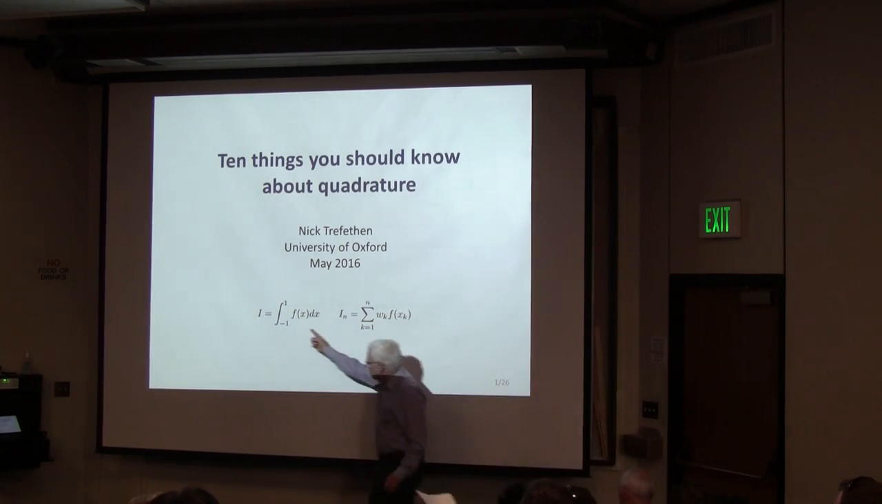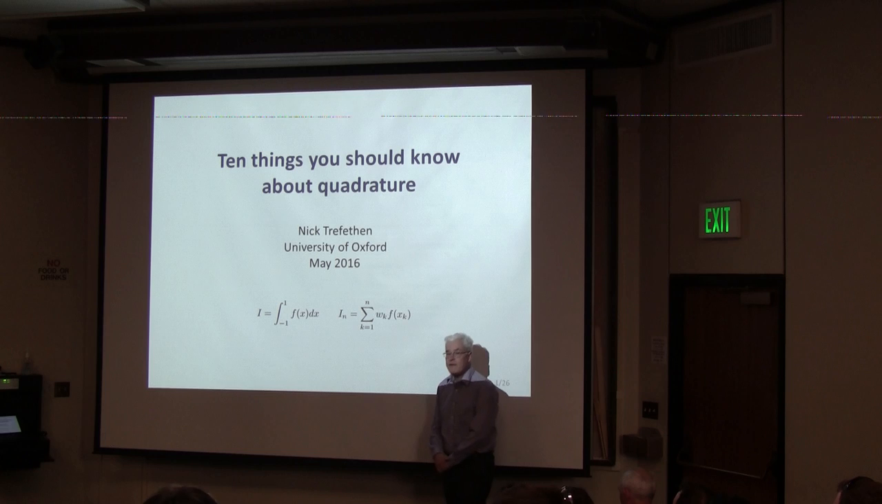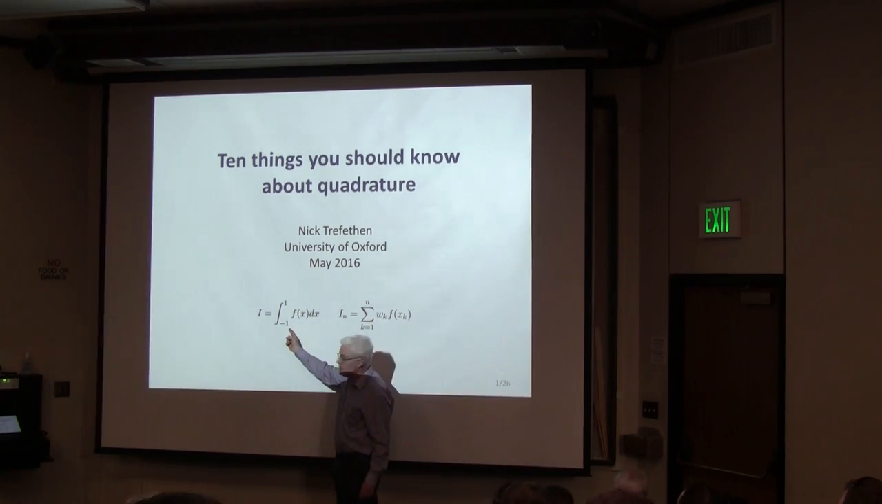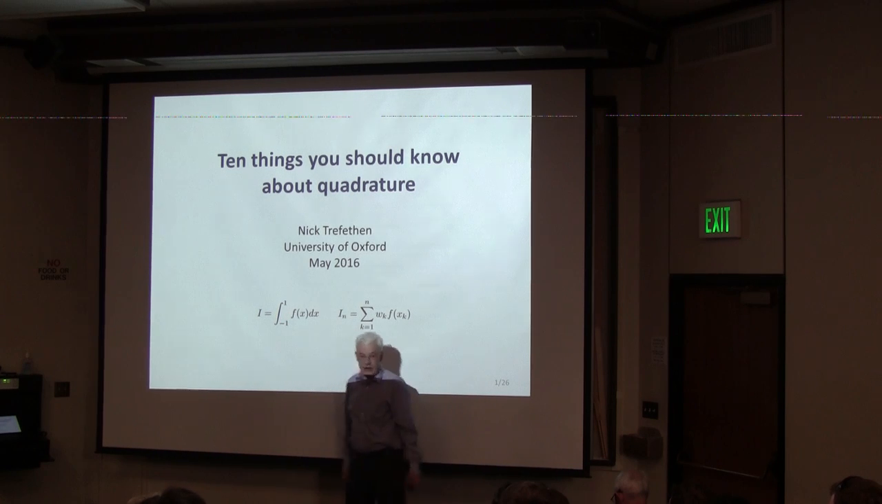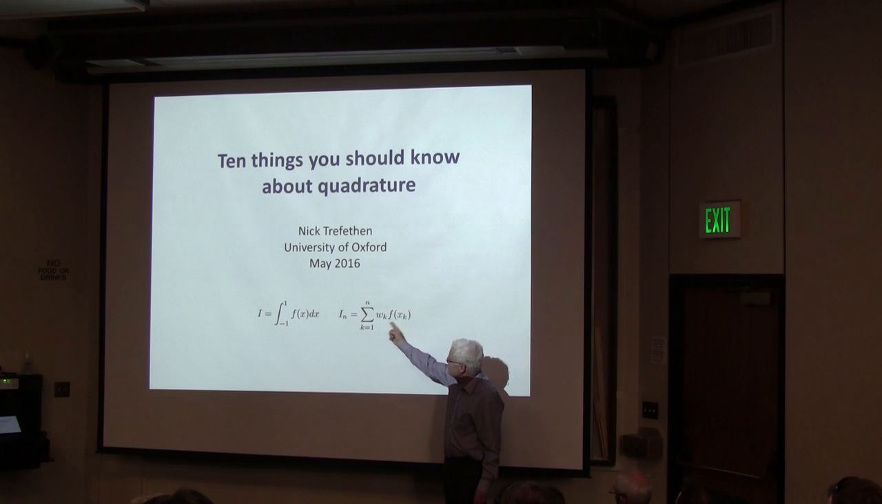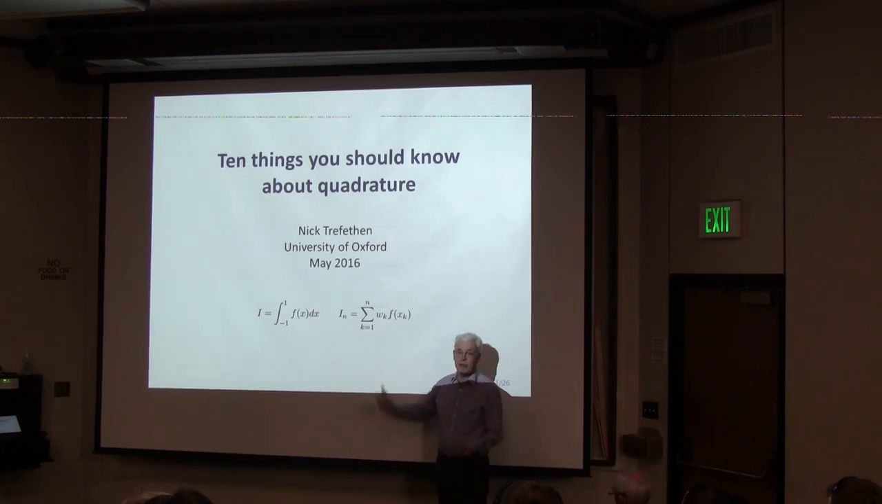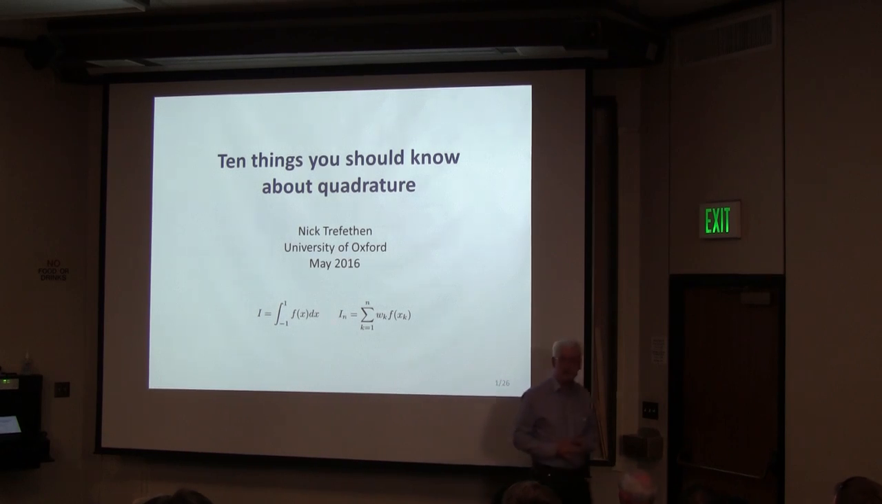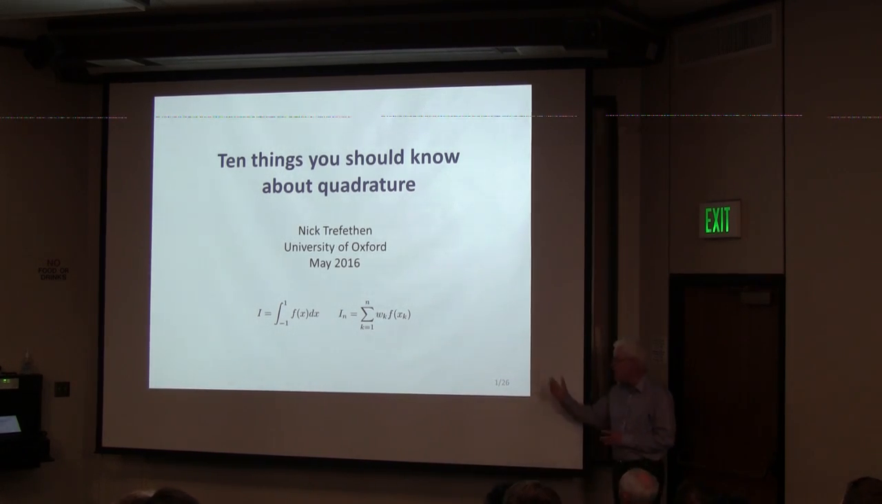To begin with, these are the standard setting for a quadrature formula. So in one dimension, you imagine an integral over, by default, the unit interval. We approximate that by a linear combination of function values with appropriate weights. Gauss quadrature, Newton-Cotes quadrature, all these familiar things, Simpson's rule, those all fit that pattern.